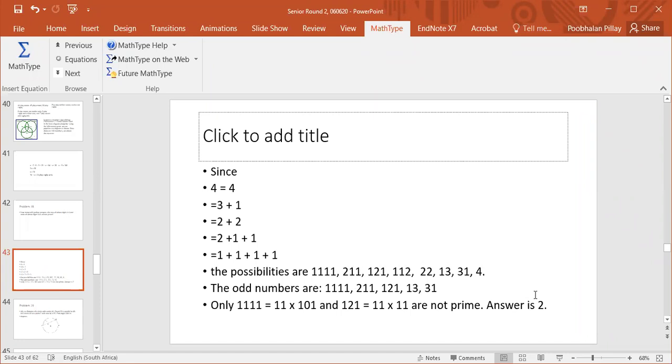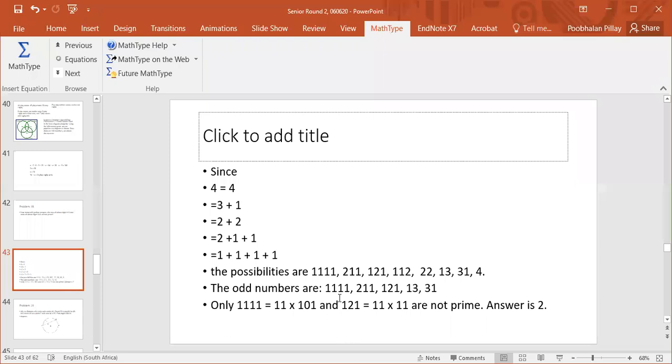Now we have to start eliminating. You want them to be odd. So they can end in 1, but you have to eliminate 112, 22, and 4. So that eliminates 3 things, because 3 of them are even from the original 8 numbers. So you've got 5 surviving. Right, now from this last lot, you want to know which of them are not prime numbers.